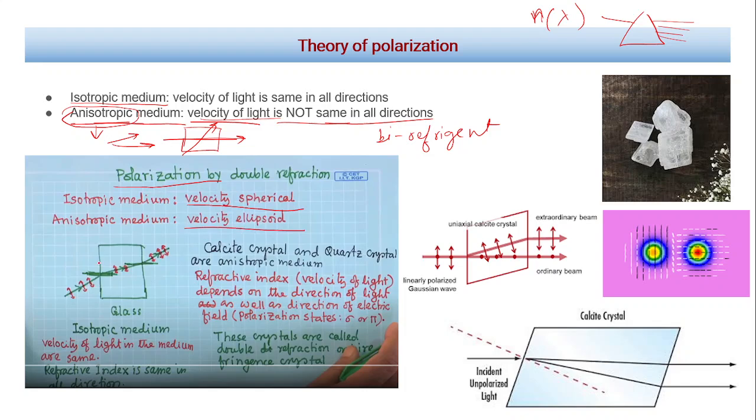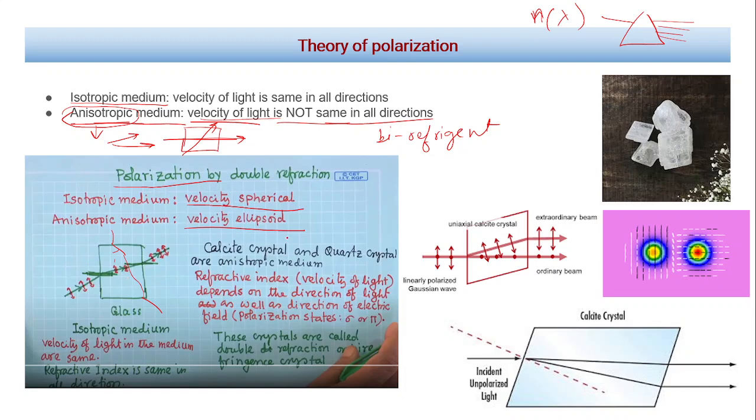Now what happens? Again, this is just a glass medium. Velocity of light in the medium is the same, whatever direction the light is coming from, it will refract by the same angle and then come out on the other side. It doesn't matter which side the light is incident from. From any side, it will behave the same way. And the refractive index for that light in any direction of this glass material will be the same.